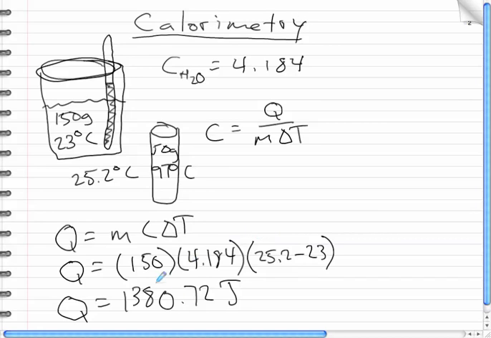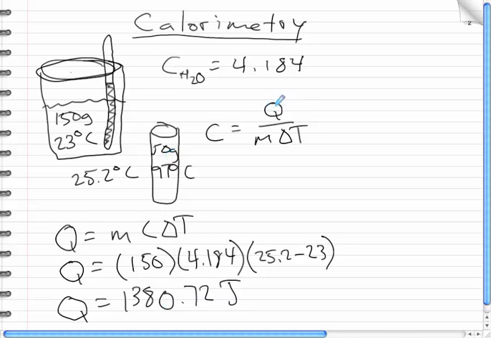Where does this energy come from? This is the energy gained by the water when we put the hot metal in there. So the energy gained by the water is coming from the metal. Assuming our cup is perfectly insulated, all of the energy lost by the metal is gained by the water. So this value would be related to the Q for the metal, which is our last remaining variable.